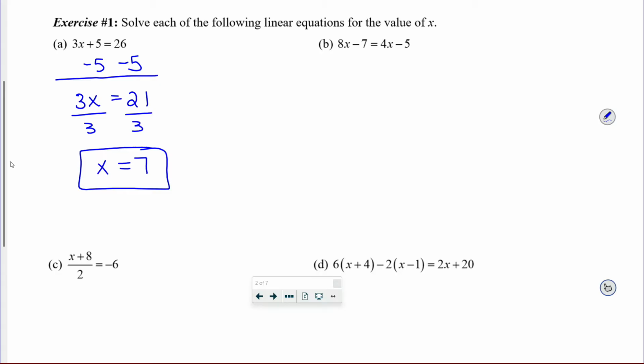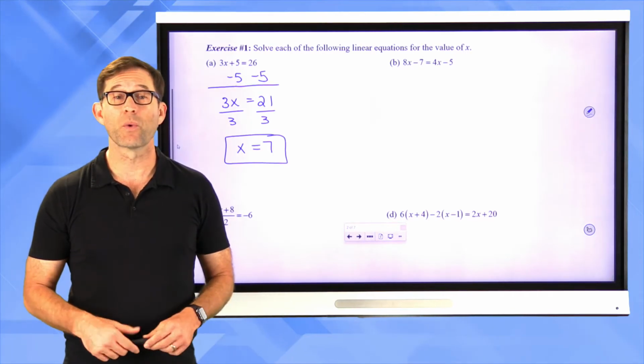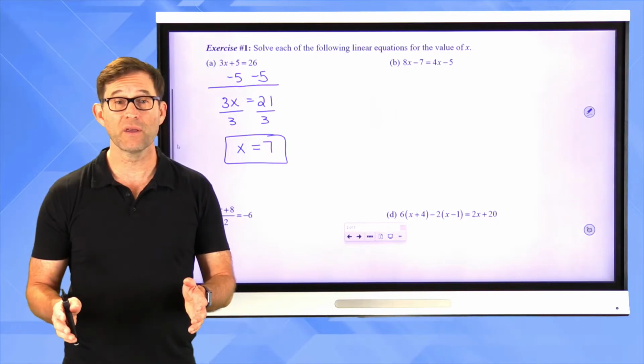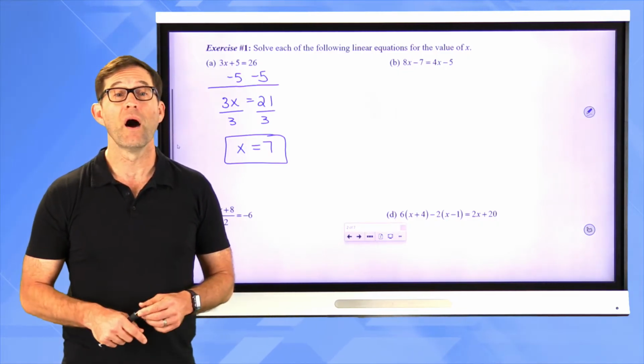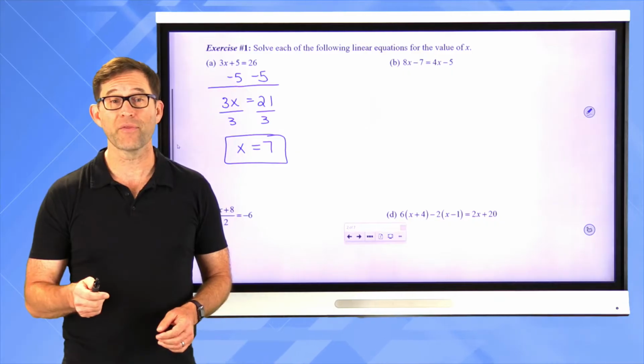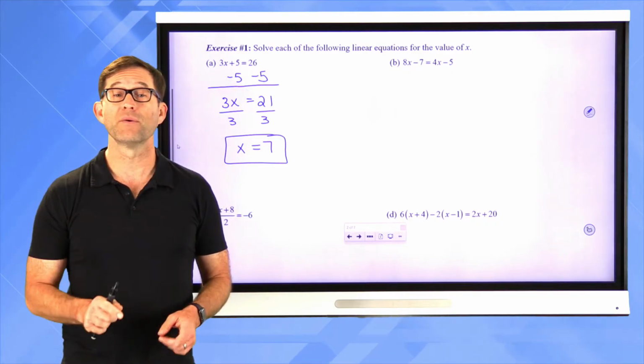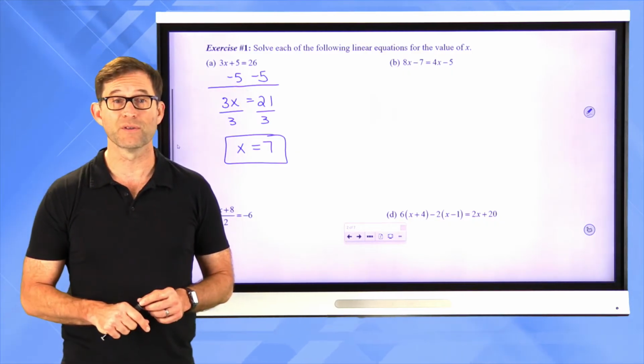8x minus 7 is equal to 4x minus 5. All right, so this is a classic situation where we've got the variable on both sides of the equation. Again, something that you've been doing a lot of since about 8th grade math. So I'd like you to pause the video now and see if you can solve this particular equation.